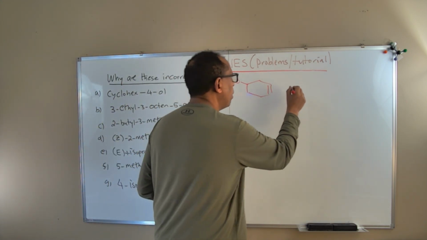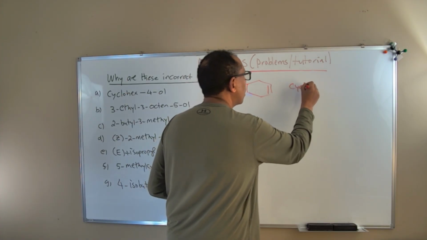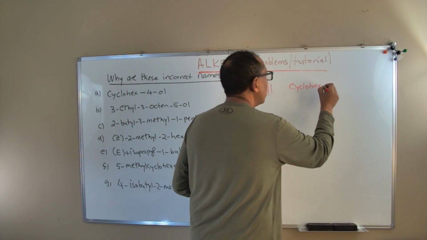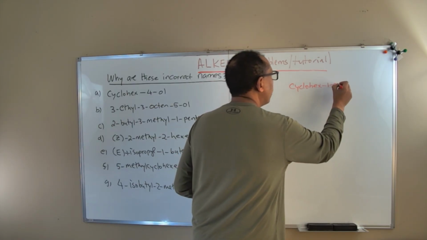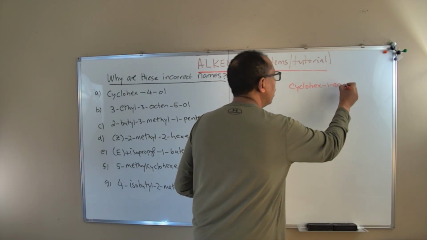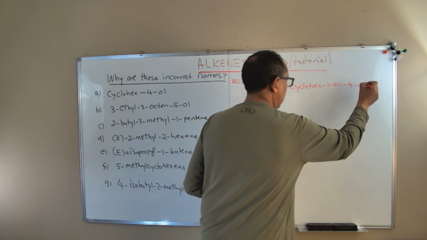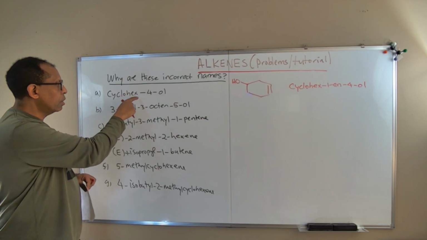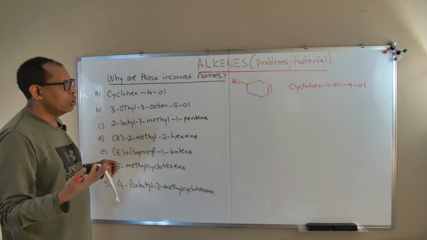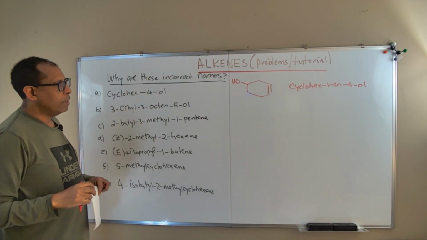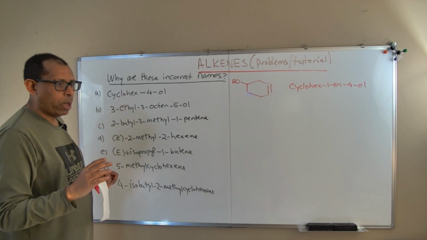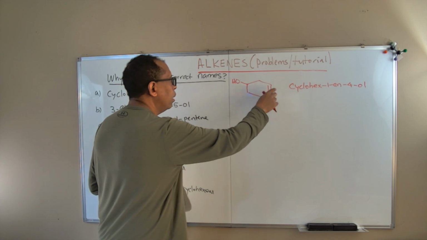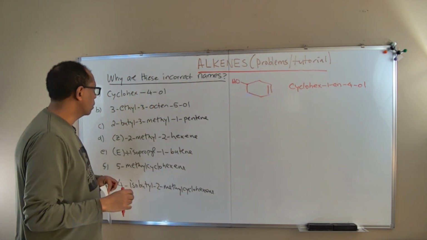So the correct naming for this would be cyclohex-1-en-4-ol, with 1-ene for the alkene and -ol for the alcohol. I think that's the right naming. The original didn't show where the alkene is. In the most complete way of writing the structure, you need to show where the alkene is.